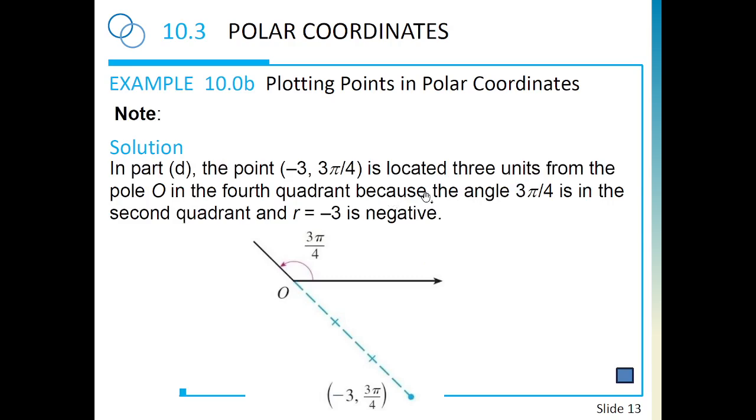So those are some of the interesting things. This way we can have infinitely many representations. Obviously if I add or subtract 2 pi, I get another representation. But now we learned also we can change the sign of the r and then add or subtract pi and get the same point. So that's very useful, so we can have several representations for the same point.